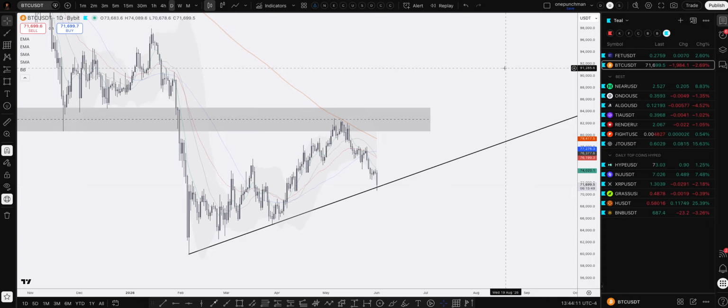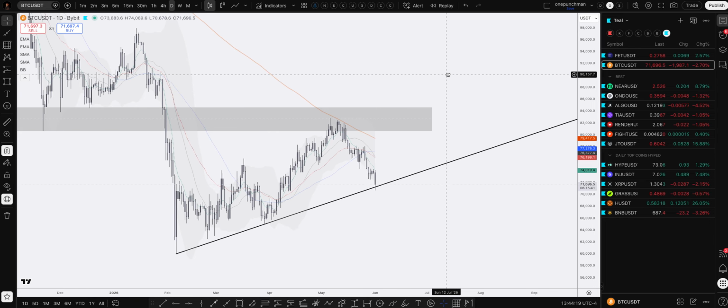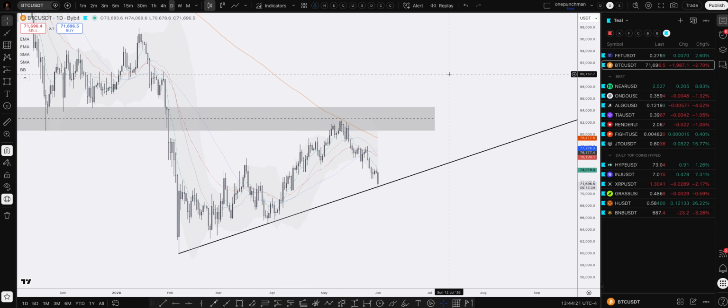I've been watching Bitcoin a lot lately. I have a very different trading model with Bitcoin. I don't trade ICT with Bitcoin and crypto anymore. I've gone back to the basics. Support and resistance, supply and demand, and EMAs and things like that, or MAs and EMAs.